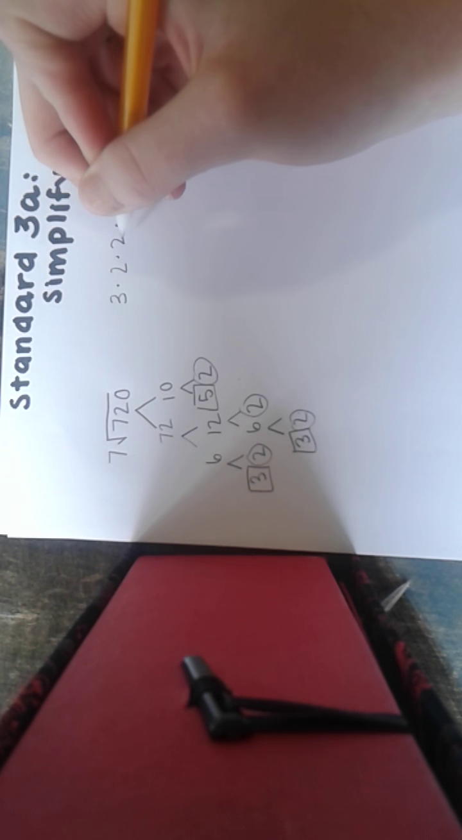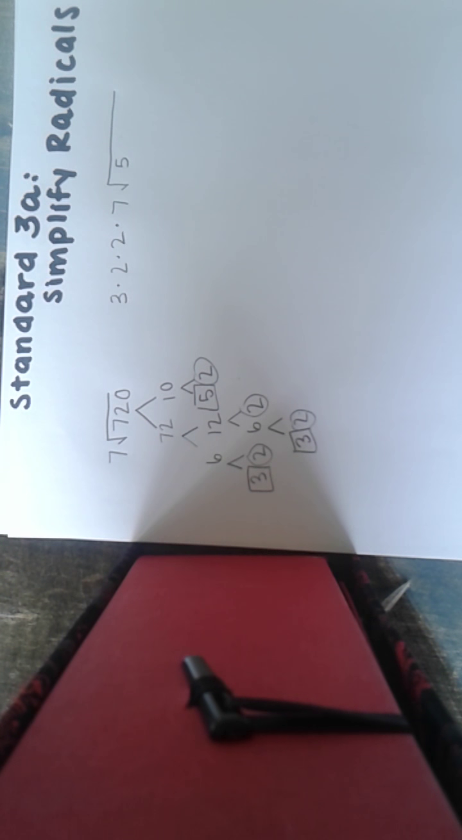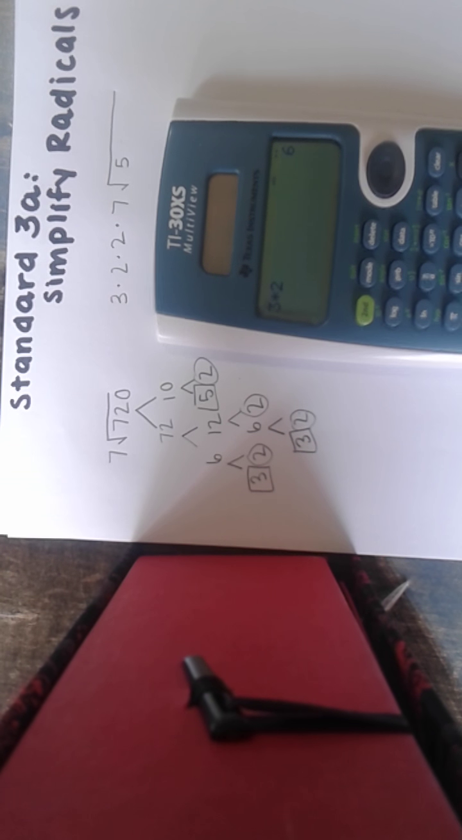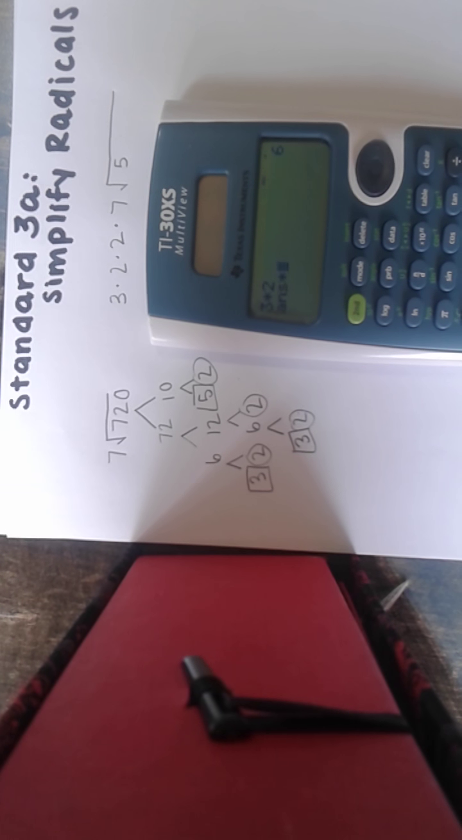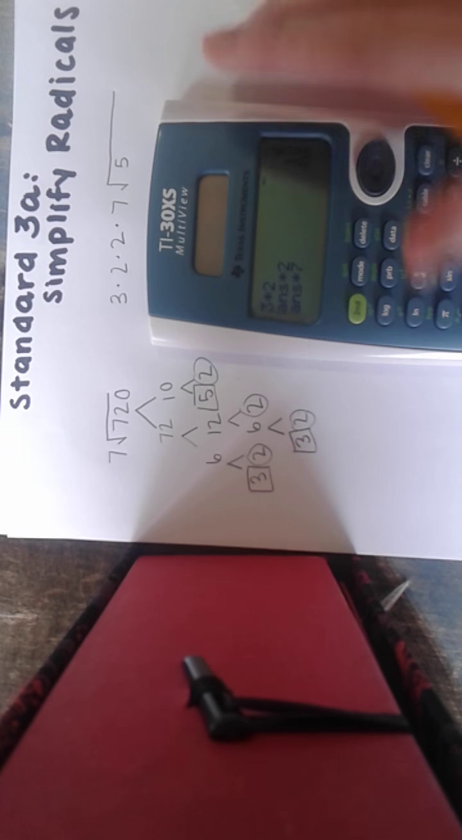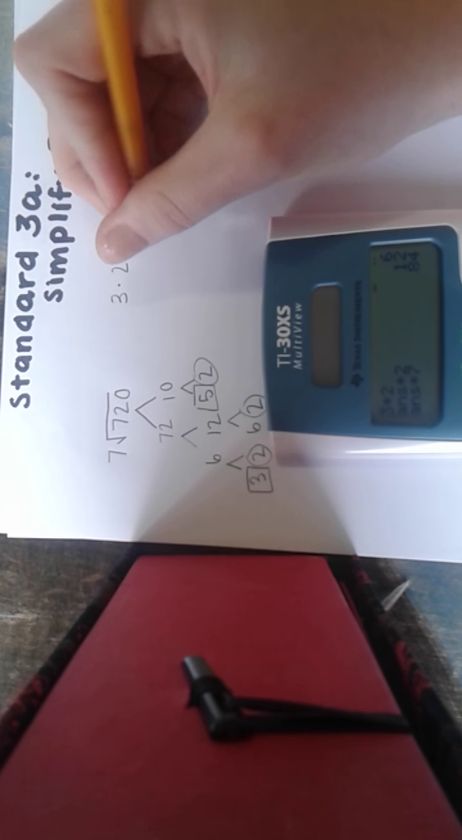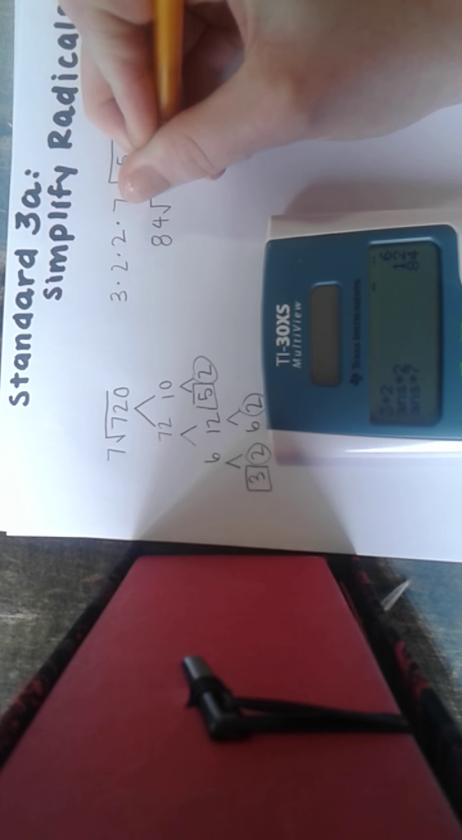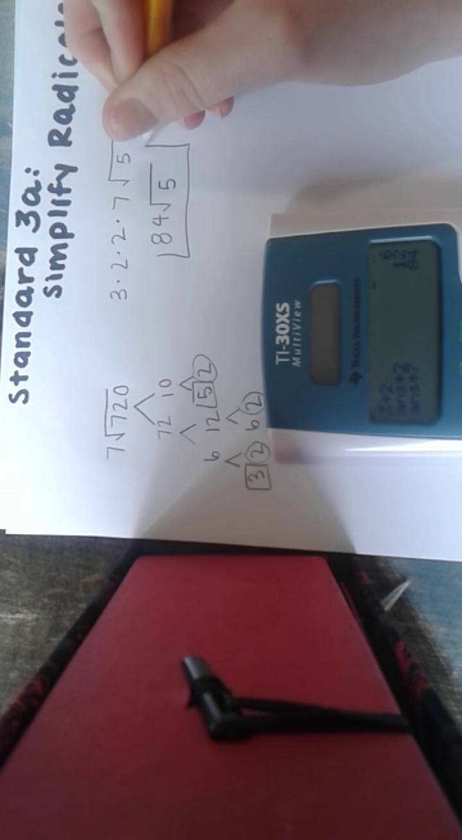So now we're just going to plug these numbers in. So 3 times 2 is 6, times 2 is 12, times 7 is 84. So on the outside, it's going to be 84 square root 5. And that's your answer.